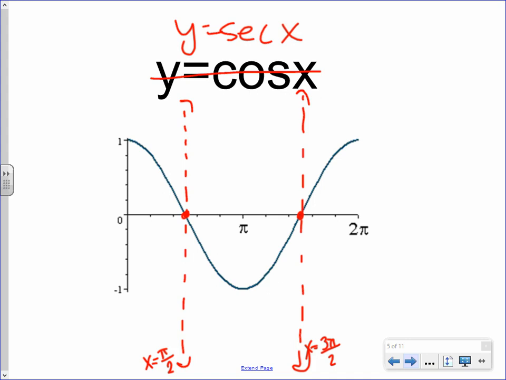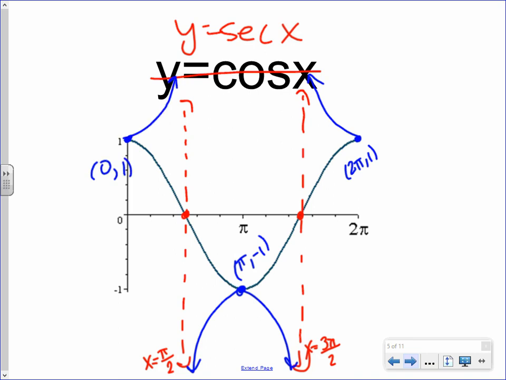And then at the places where we change direction, I guess that would be the best way to describe, we're going to have those U's. So here at pi, negative 1, we would have a U. Here at 2 pi, 1, we would have a U. And here at 0, 1, we would have a U.